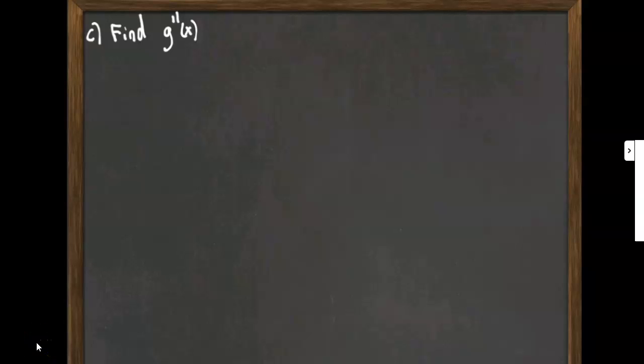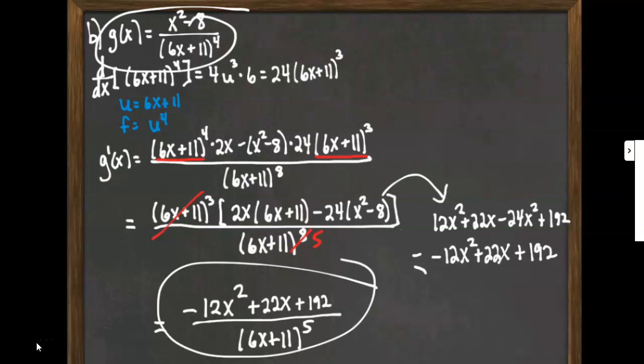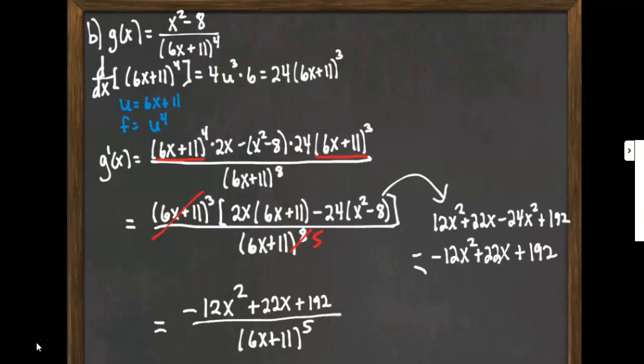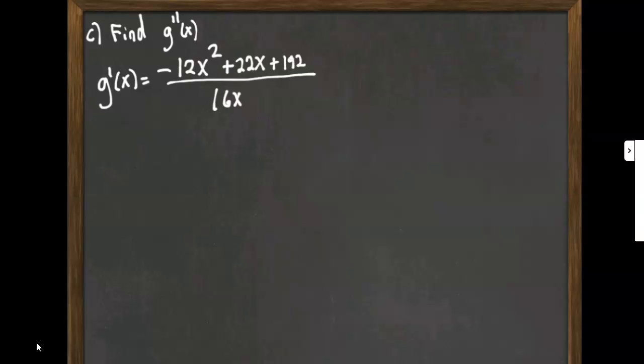So in this problem, we're referring back to that last example we did in the previous video. We did the derivative of g there. g was (x squared minus 8) over (6x plus 11) to the fourth, that expression right there. All right, and we found its derivative. Well, now we're asked to find the second derivative. So first things first, let's just pencil in the derivative. And now we want to find the second derivative, so we want to differentiate this function.